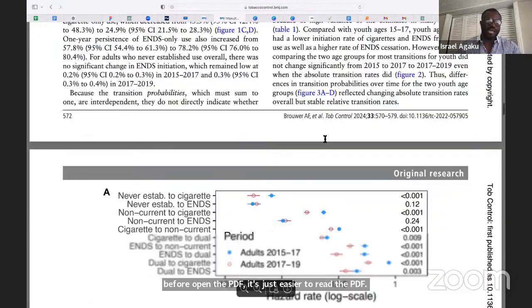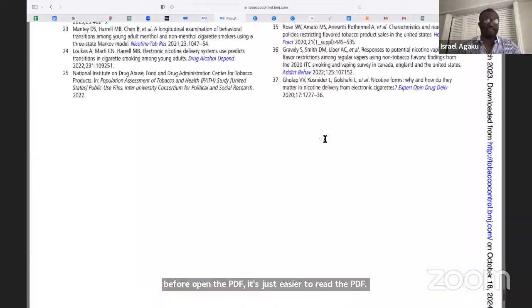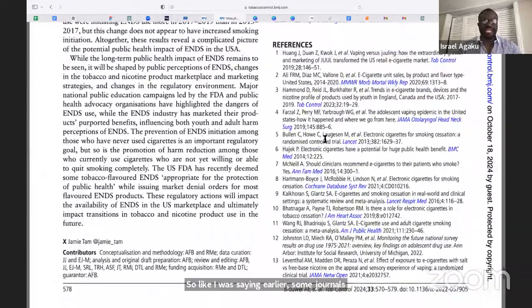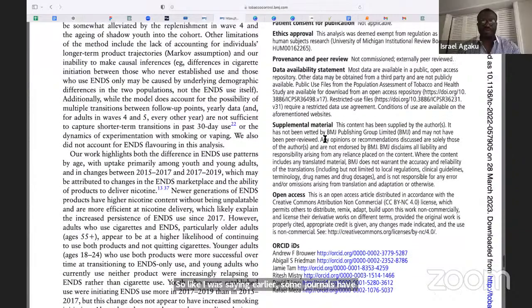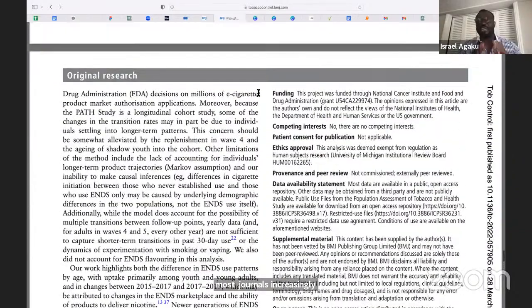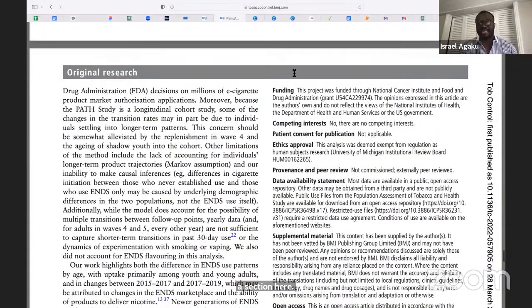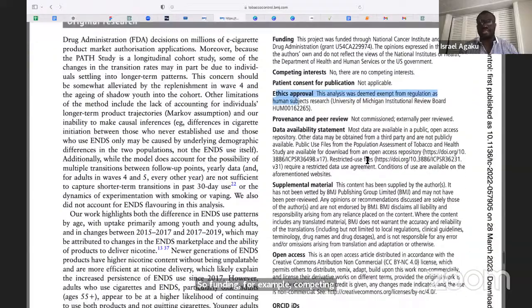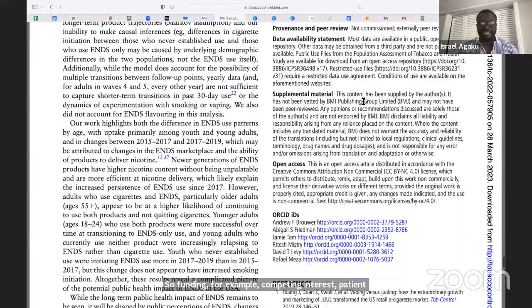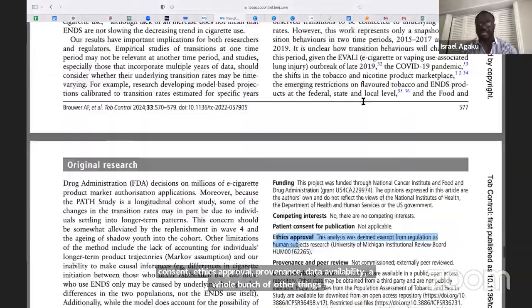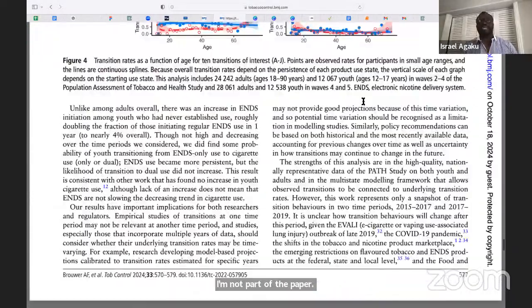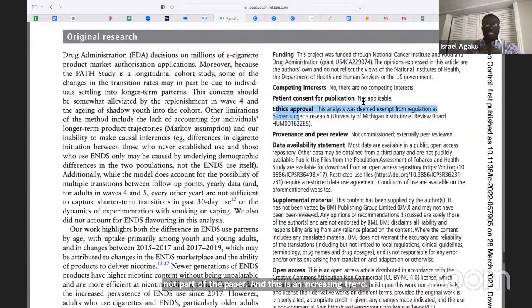So like I was saying earlier, most journals increasingly have a section here, which is not part of the paper, but it's metadata. So funding, for example, competing interest, patient consent, ethics approval, provenance, data availability, a whole bunch of other things are not part of the paper. And this is an increasing trend, but they are metadata, which is data after the data.